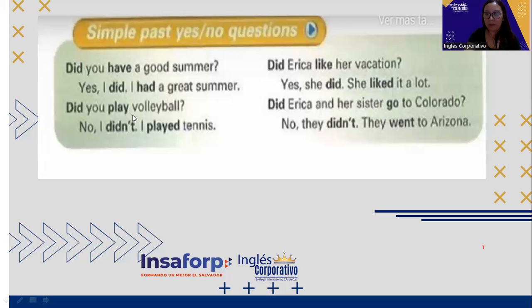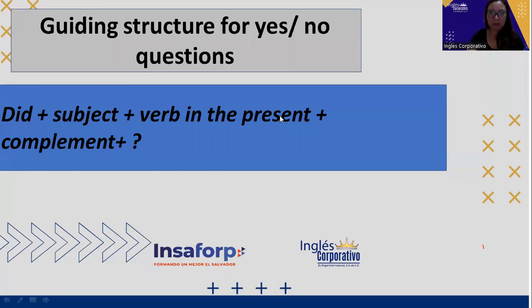Number 2. Did you play volleyball? You say, no, I didn't. O puede decir, no, I didn't play volleyball. ¿Ok? Las respuestas largas casi siempre se consideran más formales. Por lo general, nos expresamos con respuestas largas cuando estamos hablando con personas superiores a nosotros, ya sea nuestro jefe o personas que en una entrevista, ¿verdad? En ese escenario. De lo contrario, siempre podemos contestar con las versiones cortas y está perfecto, no afecta en nada, no hay problema con eso.